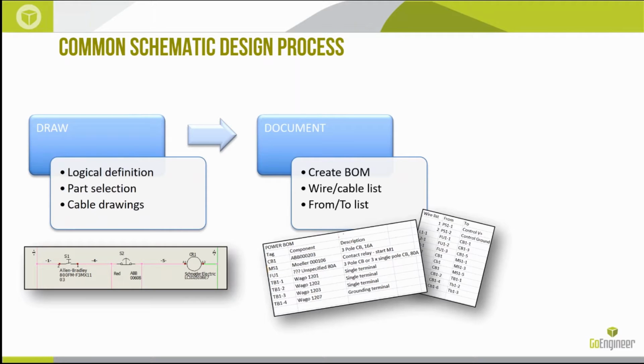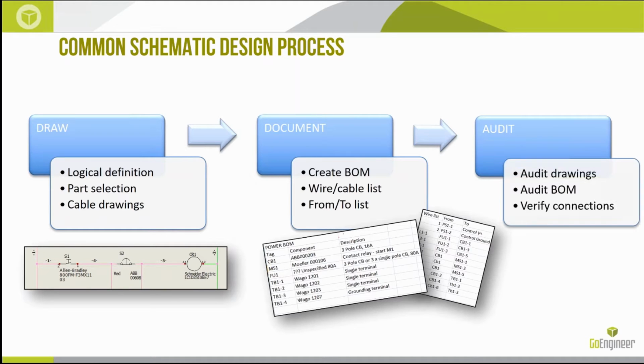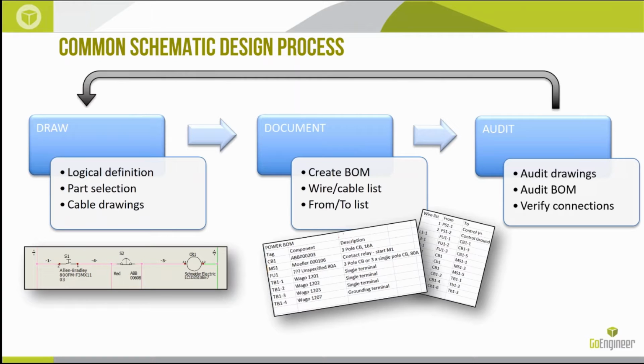And these are all separate processes, right? Individually one step, then another step somewhere else, another step somewhere else. I laugh when I see the audit stage. The audit stage is what you do when it doesn't work, right? You audit your drawings, you audit the BOM, you verify connections. And if you need to make any changes, hopefully you find out before you have a smoking pile of plastic somewhere. But then if you need to make any changes, you go all the way back to the drawing phase.